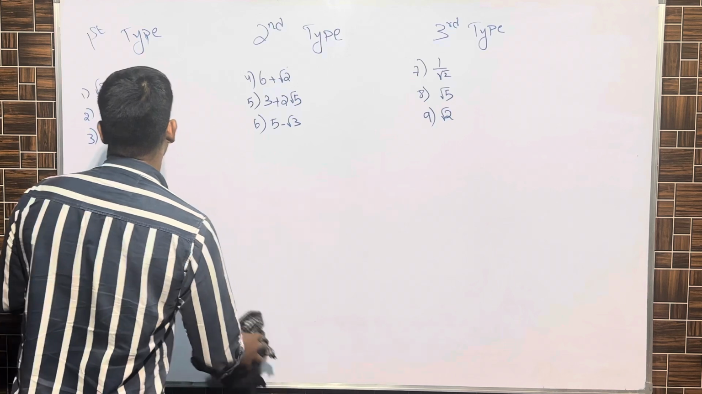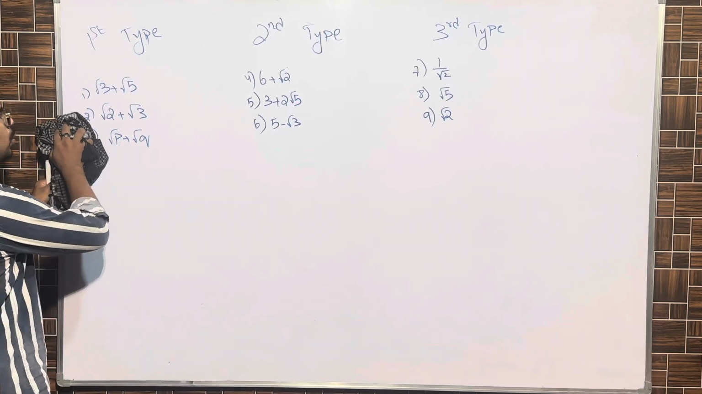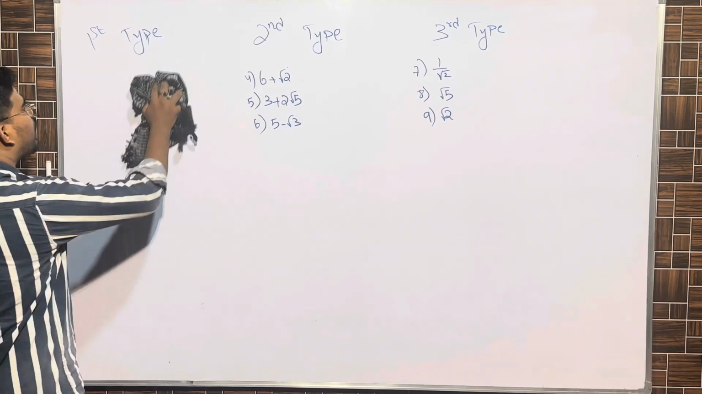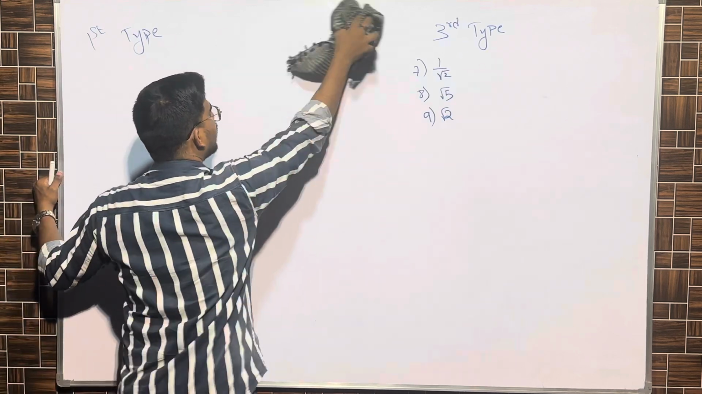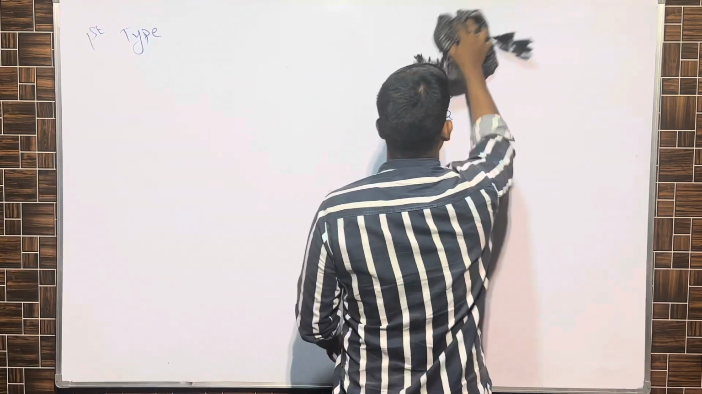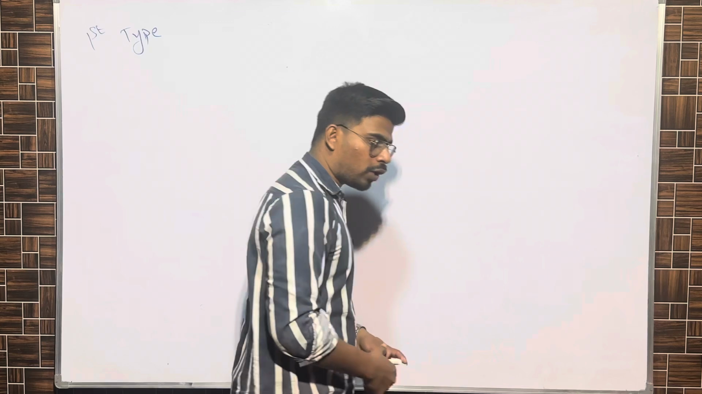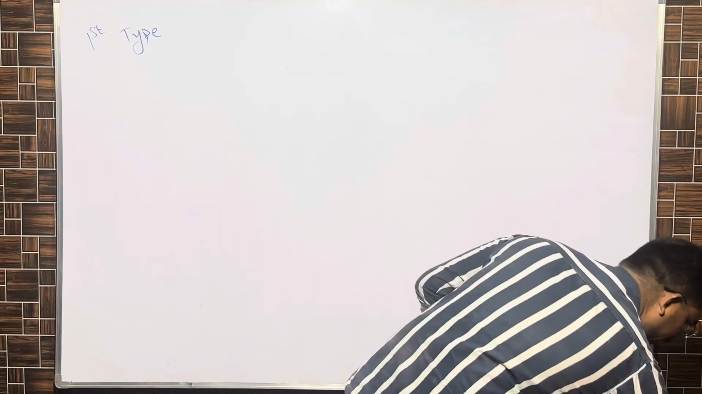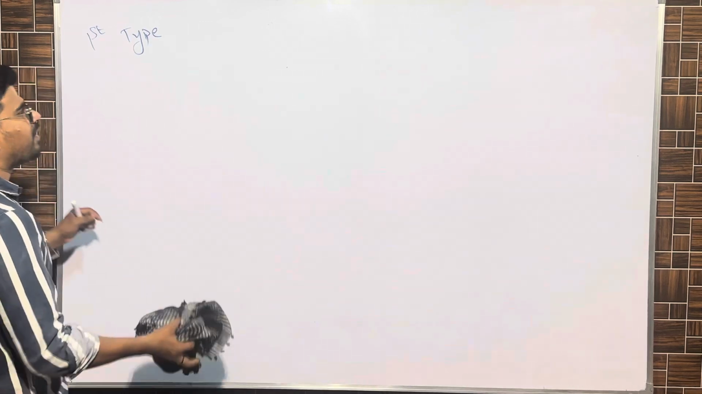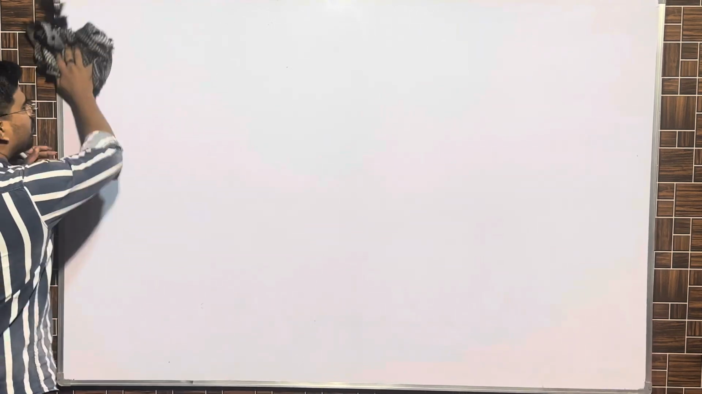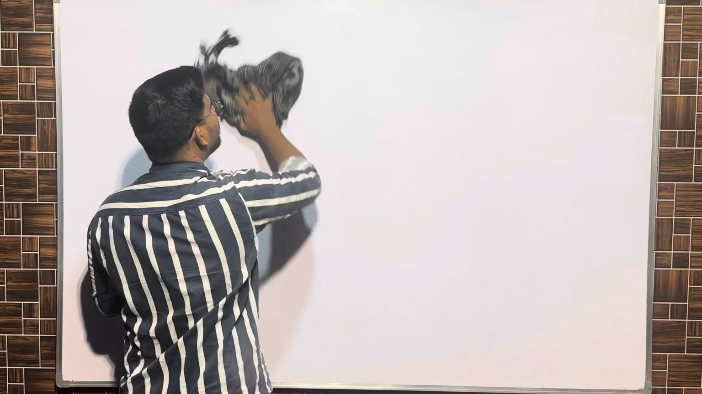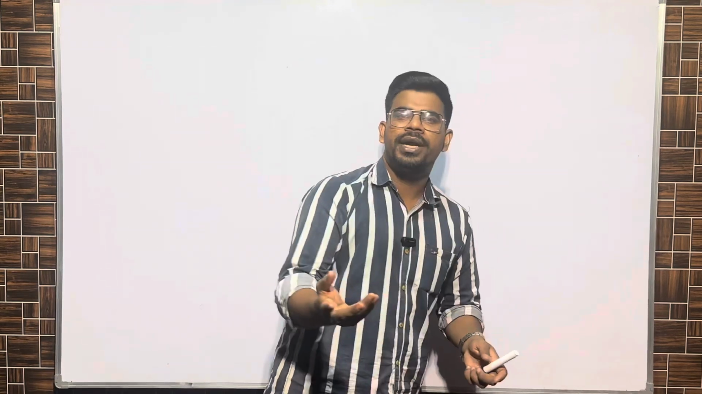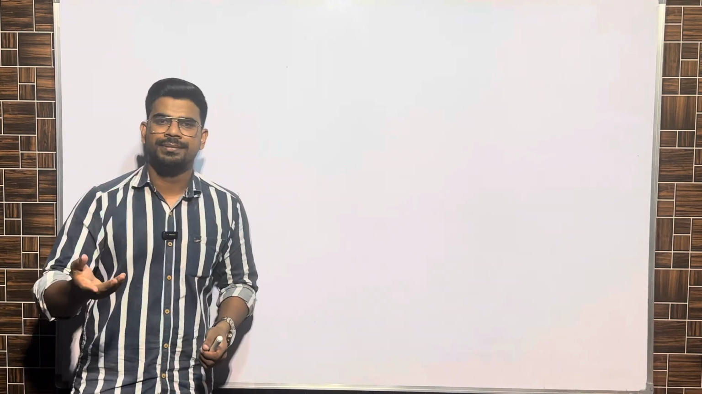The first problem that we are going to do is root 3 plus root 5. Prove root 3 plus root 5 is irrational. How do we do that? First of all, you have to understand what is an irrational number and what is a rational number. We can define an irrational number in two ways. A number which cannot be written in the form of p by q is called an irrational number. As simple as that.